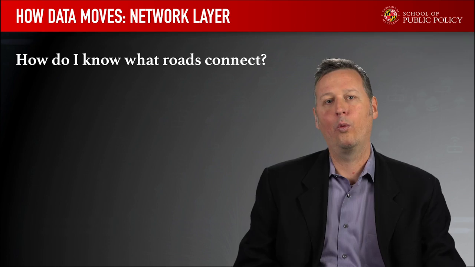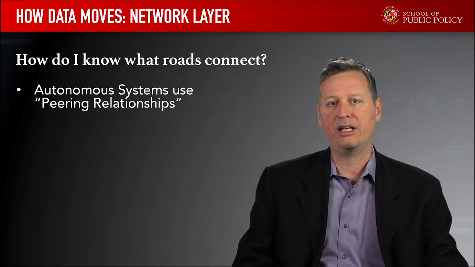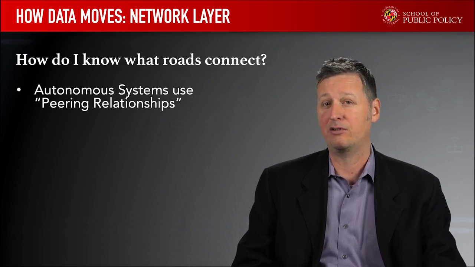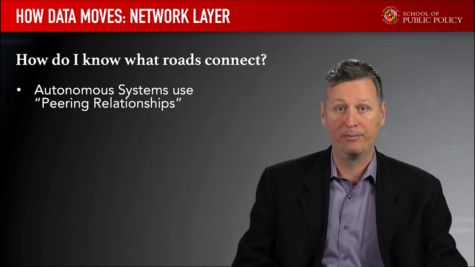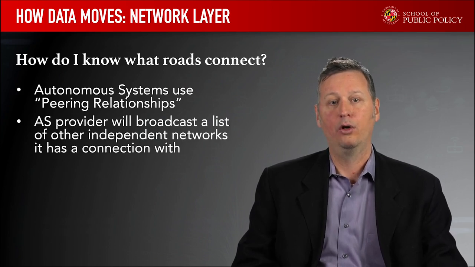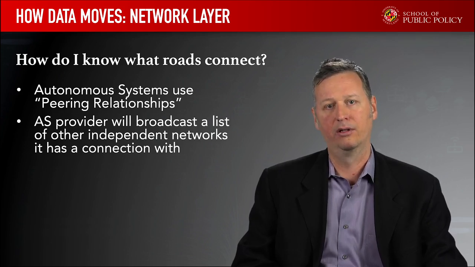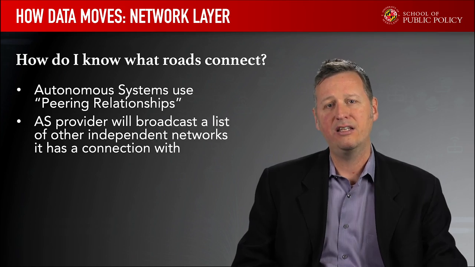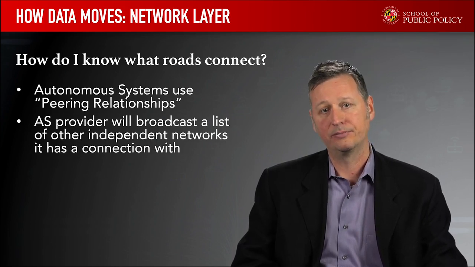So how do I know where the roads connect? We want to talk about peering relationships. So autonomous systems, these groups of independent organizations that manage thousands of Internet Protocol addresses, have to have some way in which they relate to one another. We call that a peering relationship. So an AS provider will broadcast a list of other independent networks it has a connection with. It uses something called the Border Gateway Protocol. We're not really going to talk about that in this episode, but there's another set of instructions it uses to do exactly that.